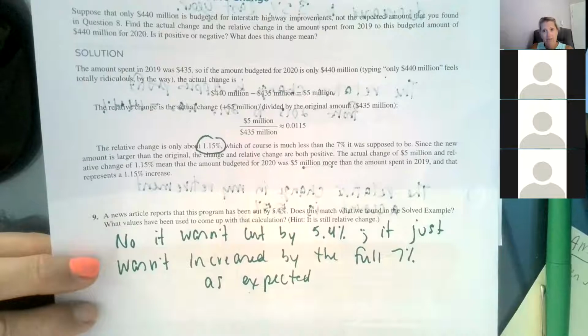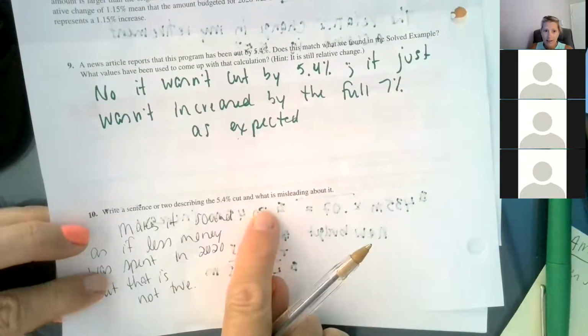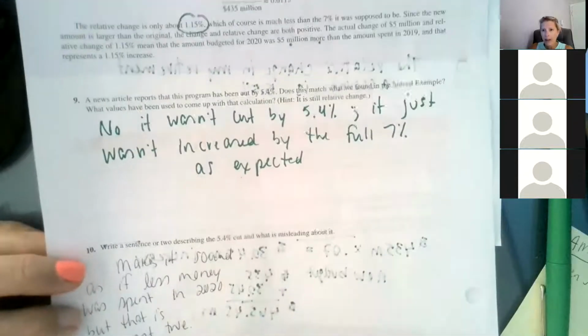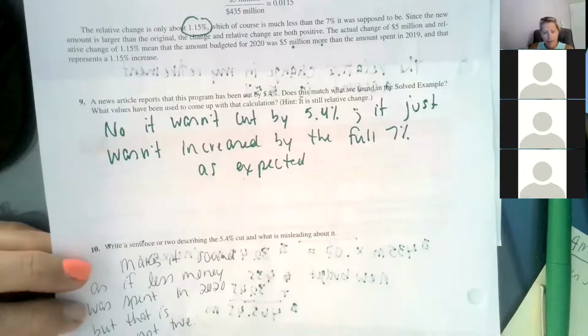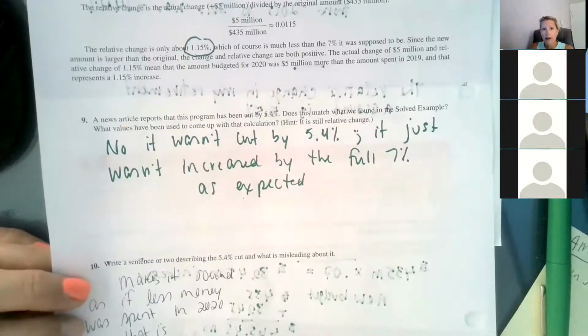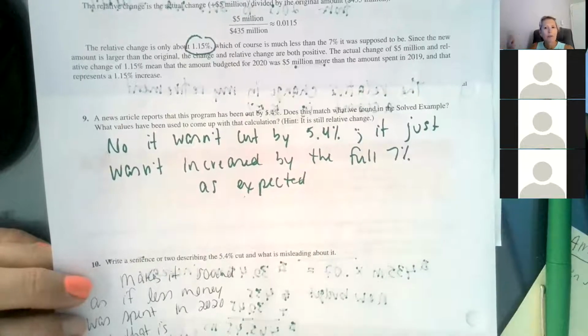Just didn't get fully increased. Right. So if it was actually decreased, I said it was misleading, because if it was actually decreased, then the money in that area would have gone down. It still went up. They still increased the money that they were putting into that area. It just wasn't a full 7%.